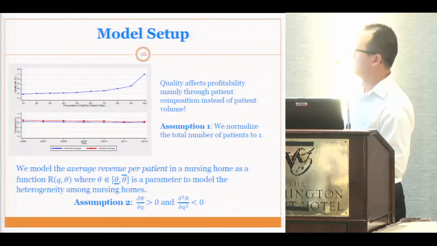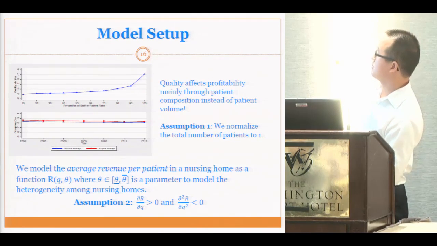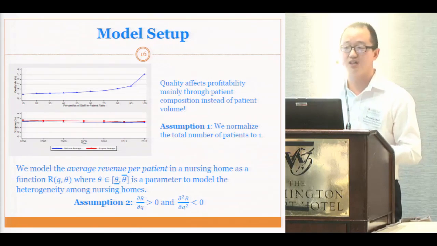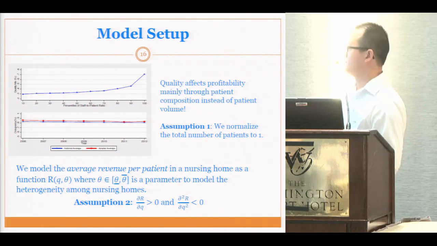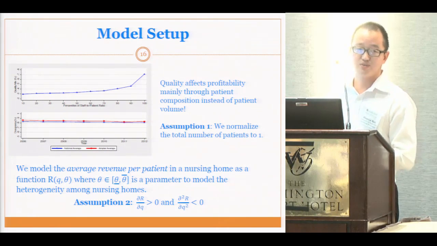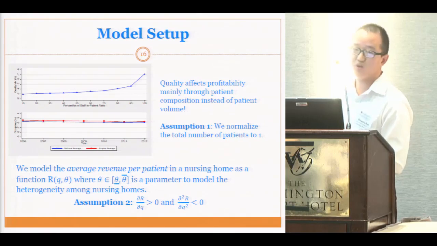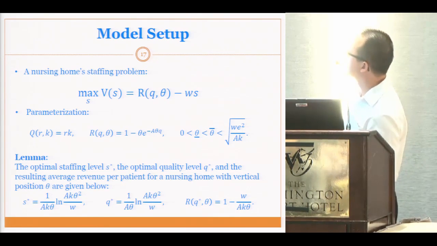That's why we model this in a very novel way. We assume the demand is one. The demand does not change as you improve your quality. Rather, as you improve your quality, your average revenue per patient will increase, because more non-Medicaid patients will be attracted to your facility. So that's our basic assumptions. And then we basically solve the optimization problem for a nursing home.